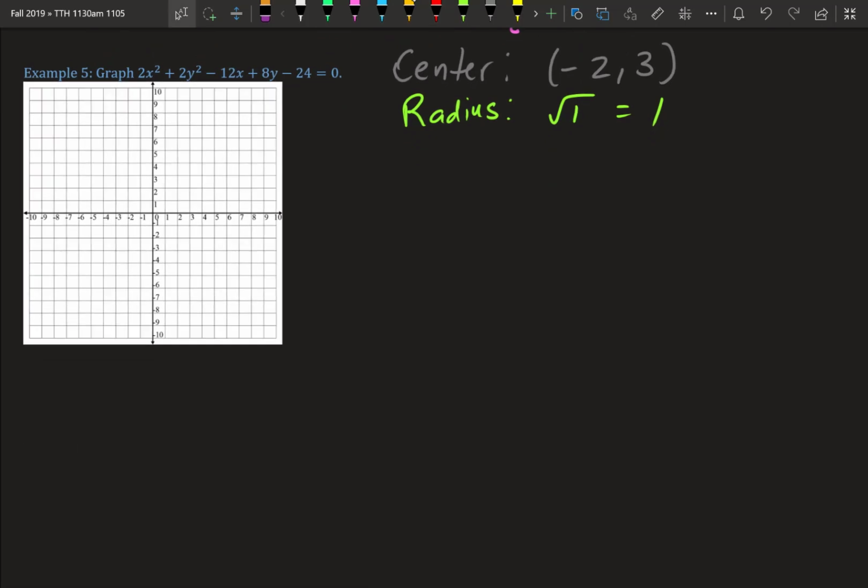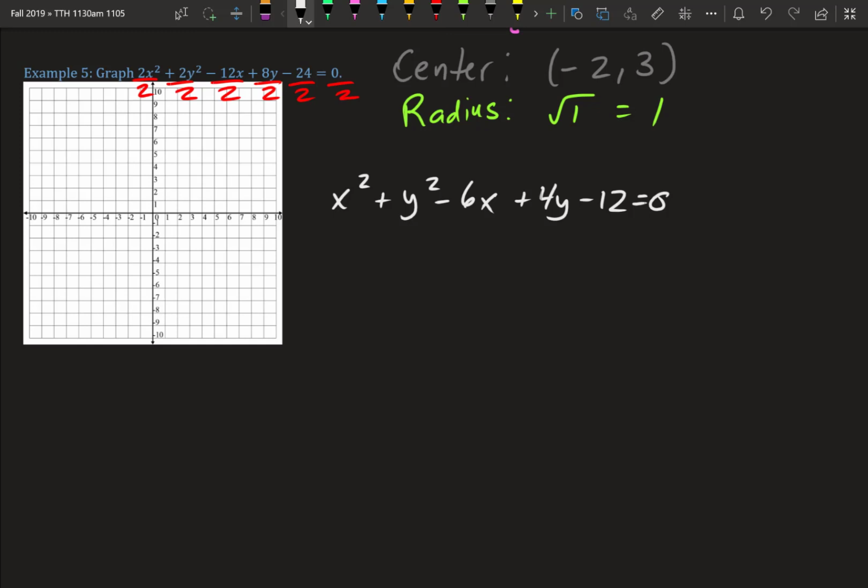Alright, we're going to do the same thing again, but now do you notice that we have a coefficient in front of x squared and y squared? So since we have a coefficient here, we need to divide everything by the coefficient, which is 2. So when we do, we're left with x squared plus y squared minus 6x plus 4y minus 12 equals 0. And then from there, we're just going to do the same thing. So I suggest you do it on your own, so pause the video and try it on your own.